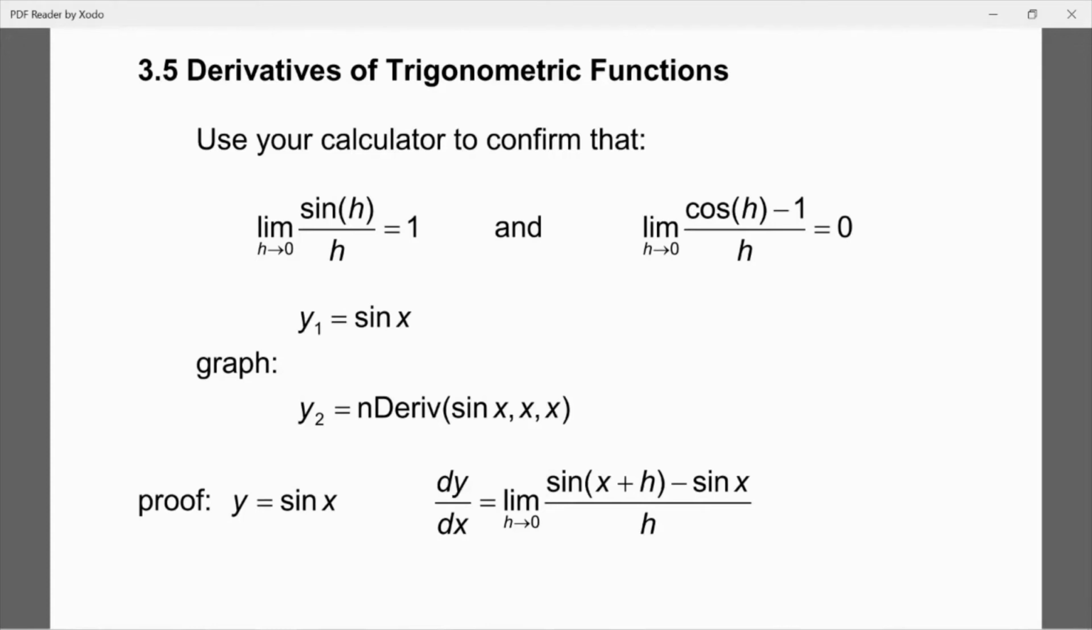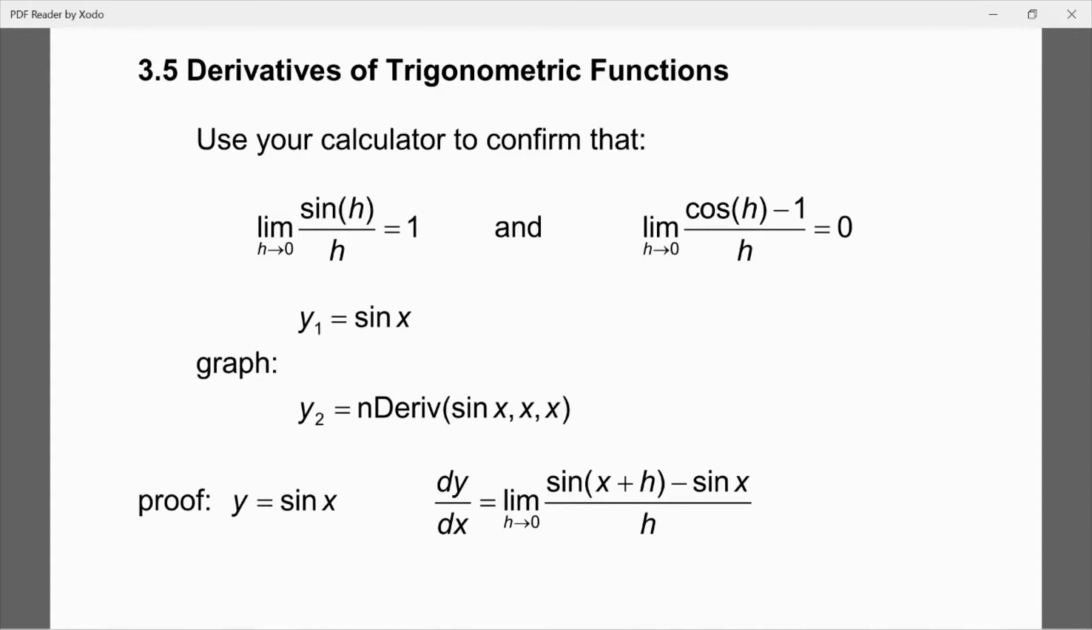This is the lesson video for AP Calculus AB on section 3.5 on the derivatives of trig functions. So what we're going to do in this section, I'm going to go through where these derivative rules come from. A lot of this is just going to be practice, and then I want to show you a couple of things on the calculator that you can use, especially down the road when we start doing more problem solving with the calculators.